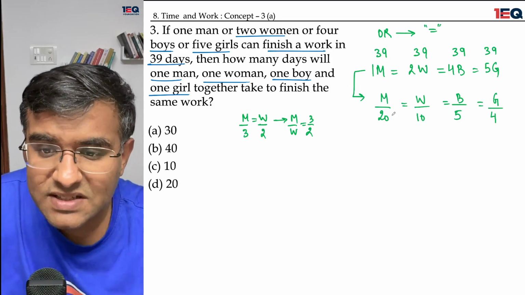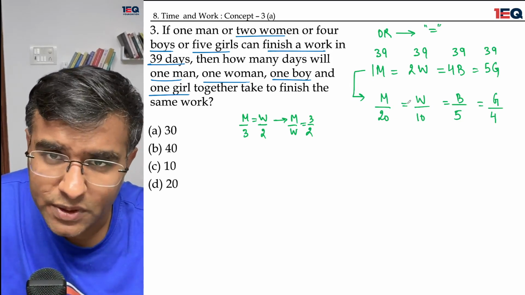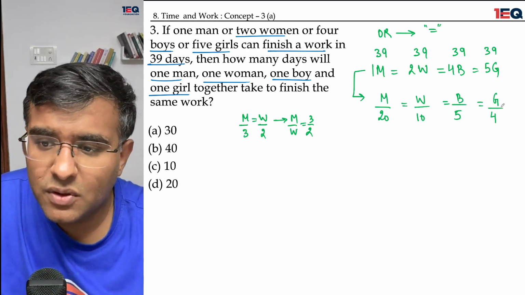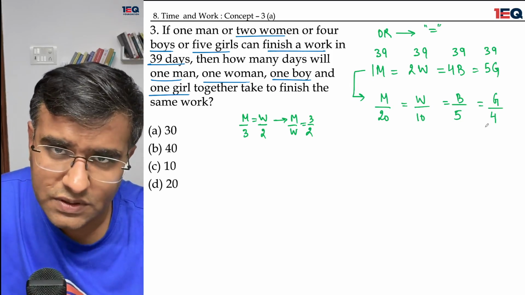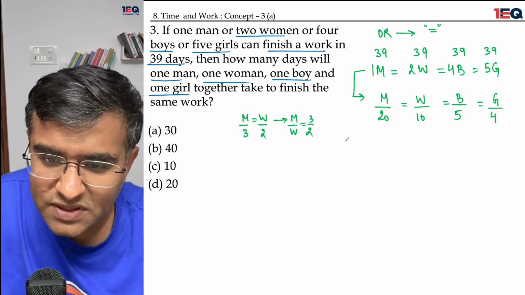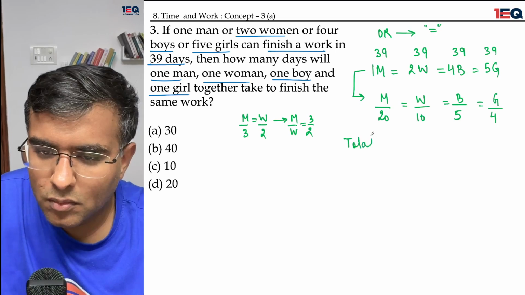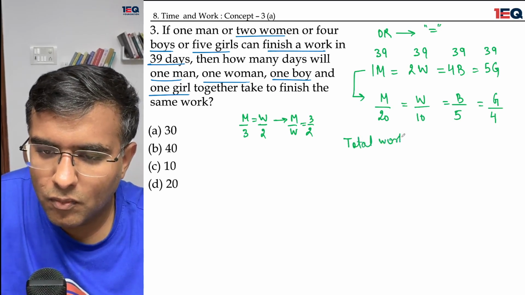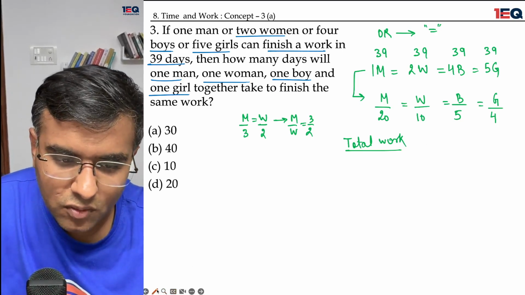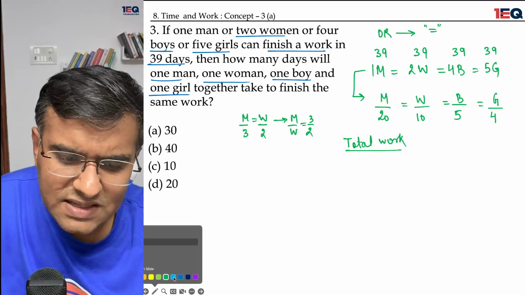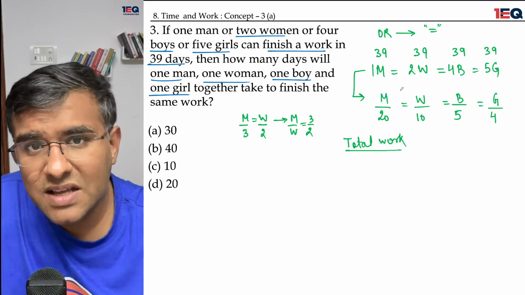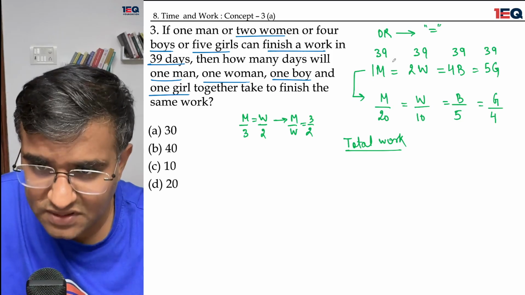If you ask me what is the efficiency of men, I'll say 20 units. What about women? 10 units. What about boys? 5 units. What about girls? 4 units. Okay? Now, if somebody asks me what is the total work, now, my total work over here, as it has been very beautifully mentioned in the question, that all of them are working separately. All of them can work separately.